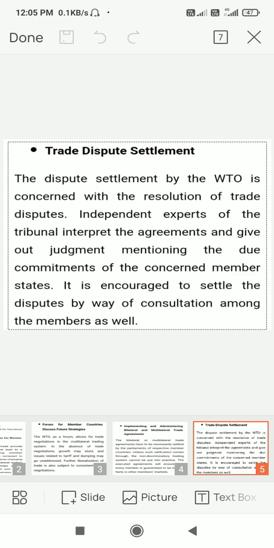Next one is called trade dispute settlement. As the name suggests, there are many disputes that may arise between member countries. To reduce these disputes or remove these conflicts between the parties, the WTO plays a very important role, and it takes many resolutions by which it tries to settle the disputes. Here it is given that it is encouraged to settle the disputes by way of consultation among the members as well. So this is another function of WTO.